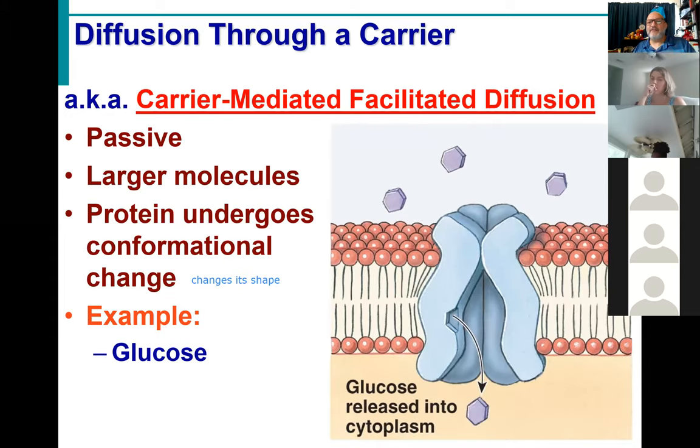Notice the cell is never using any ATP. It is the energy of the glucose that binds to it that changes the shape and allows it again to come in.